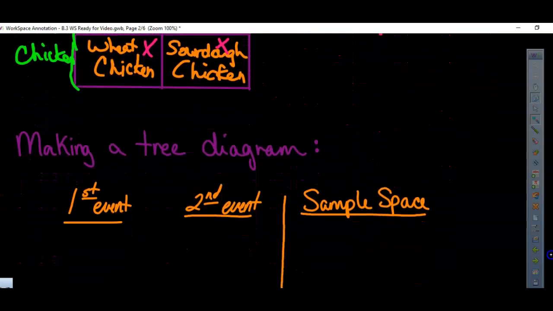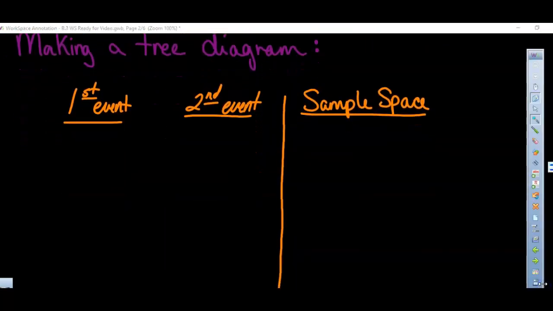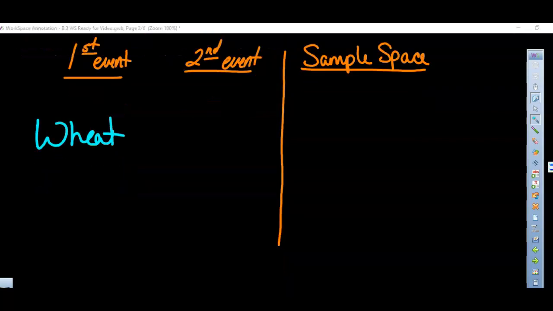Here's what a tree diagram would look like in this case. Again, we have 2 events. The first event is our bread. The second event is our meat. Okay? So for our first event, we could pick wheat, make sure you leave some space here, or sourdough.